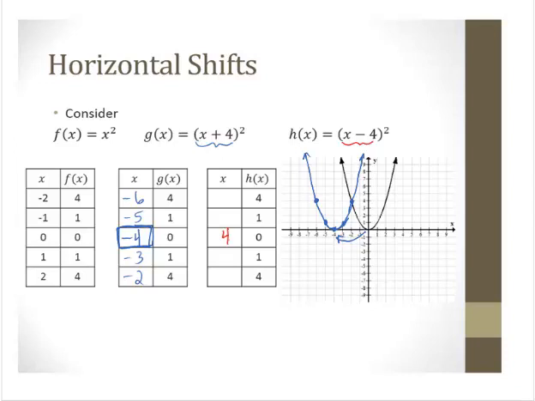And then, using a similar process, we can think, well, what would make the inside 1? 3 and 5. What would make the inside 2? Positive or negative 2, I should say. And if we plot those points, (2, 4), (3, 1), (4, 0), (5, 1), and (6, 4). Again, we see the same basic parabola, only it's been shifted to the right 4 units. And again, the thought process: what value made the inside 0? Positive 4. The shift was right 4.